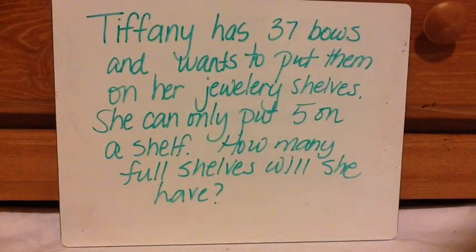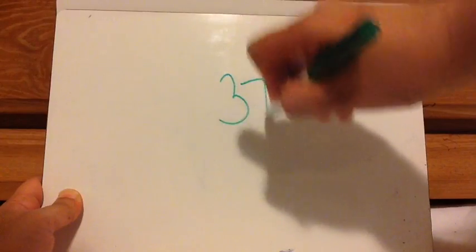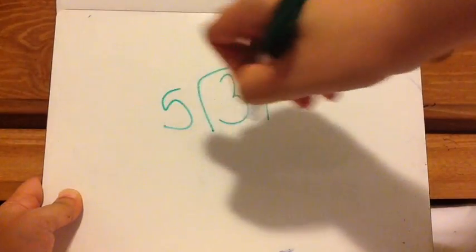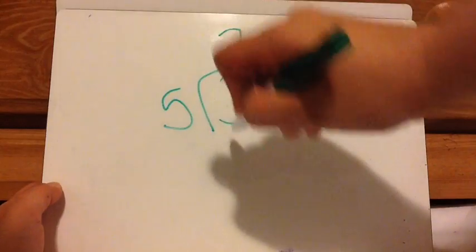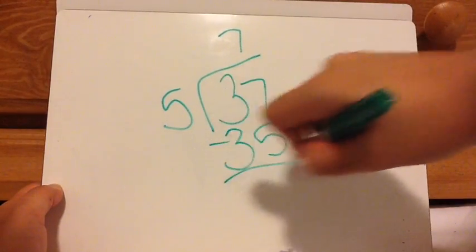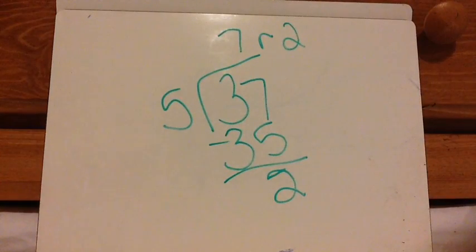Let's look at a different kind of question. Tiffany has 37 bows and wants to put them on her jewelry shelves. She can only put 5 on a shelf. How many full shelves will she have? So let's do the division real quick. We know 37 bows divided by 5. 5 goes into 37 7 times. 5 times 7 is 35. 37 minus 35 equals 2. 7 remainder 2 is my answer.